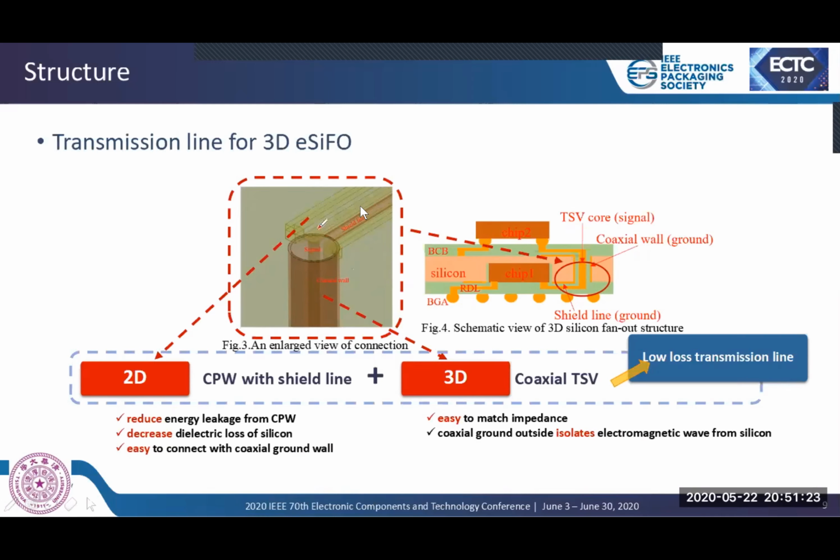Now let's see the vertical connection, coaxial through silicon via. The center copper plug is for signal, and the outside wall is ground. Compared with ground-signal-ground through silicon via connection, due to the surrounding ground isolator, coaxial through silicon via can suppress undesirable silicon substrate loss. Besides, the coaxial through silicon via is easy to realize impedance matching. Thus, it is applied for vertical low-loss interconnect in this work.